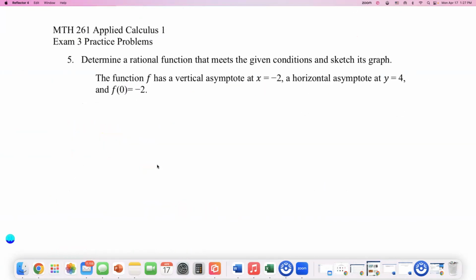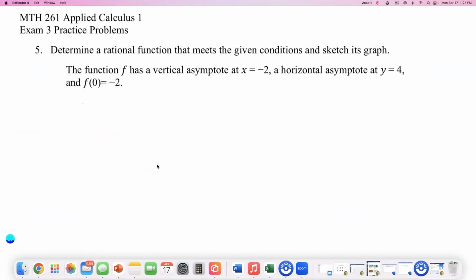Here's number 5. Determine a rational function that meets the given conditions and sketch its graph. The function f has a vertical asymptote at x equals -2. So let me start with that.